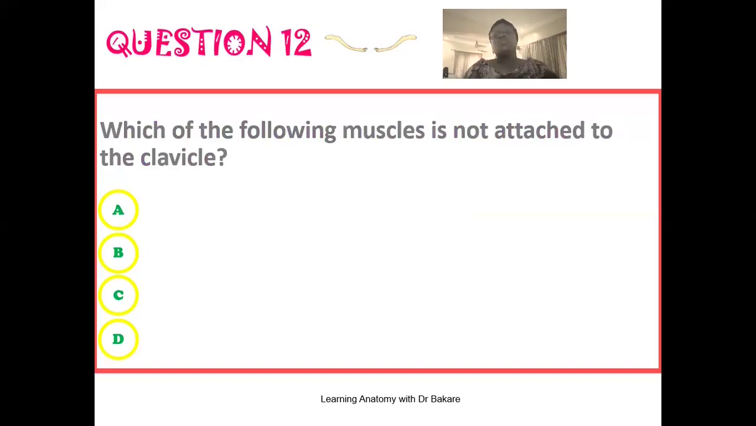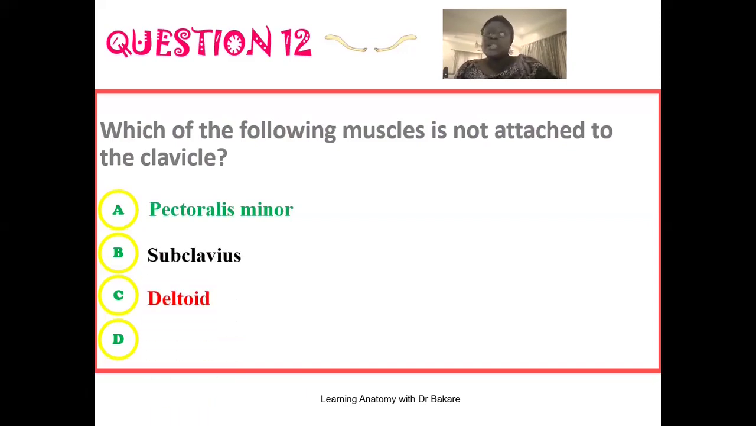So now let's go to the 12th question, which is the last question. This reads that which of the following muscles is not attached to the clavicle? Is it the pectoralis minor? Is it the subclavius muscle? Is it the deltoid muscle? Or is it the pectoralis major muscle?